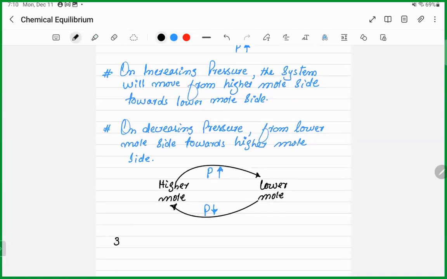Third, sorry, which is the effect of temperature. Effect of temperature. ठीक है, done. Shall we move forward?